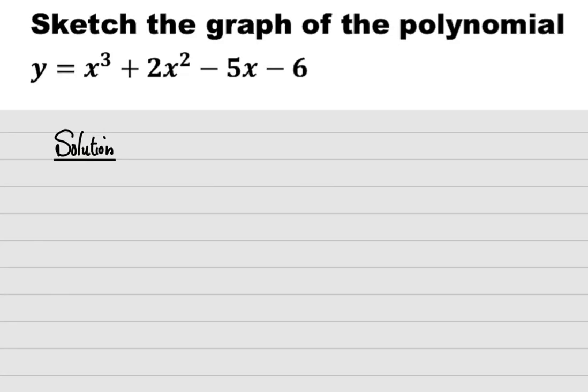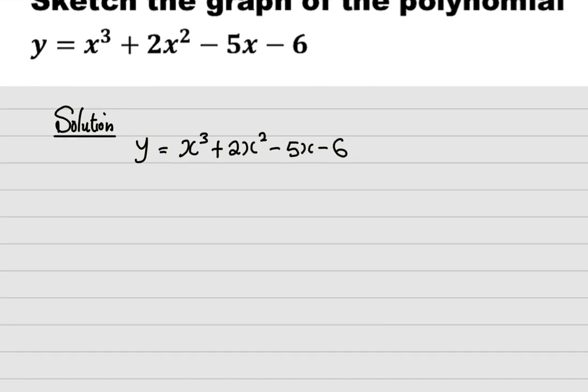Students, I want to teach you how to sketch the graph of a polynomial. So, I'll be solving this question on the screen. The polynomial is y equals x cubed plus 2x squared minus 5x minus 6. This is the polynomial. So, the first step to working this question out is to find the intercept.